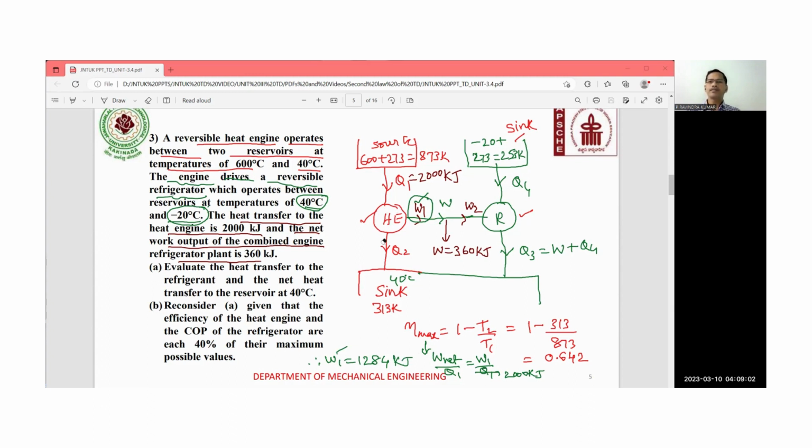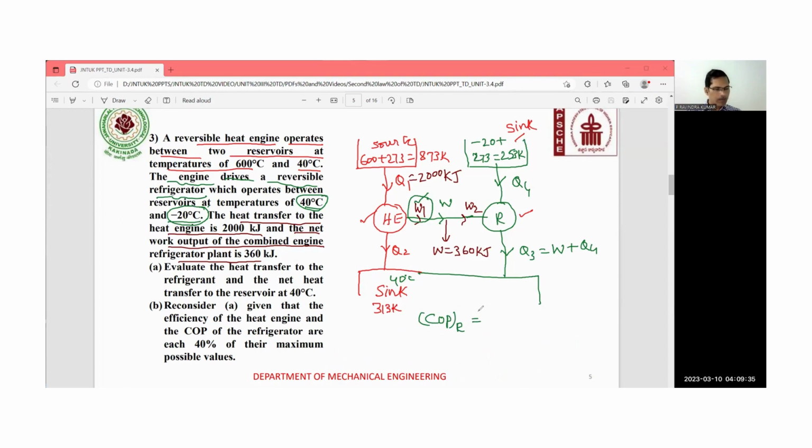Now come to the second portion. I'm erasing this part. The second portion is the COP of a refrigerator. Which one is the desired effect here? The COP of a maximum refrigeration cycle: this is the desired point.